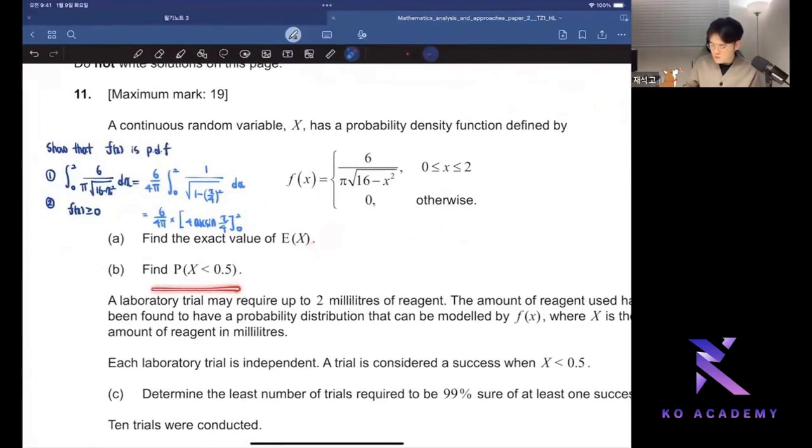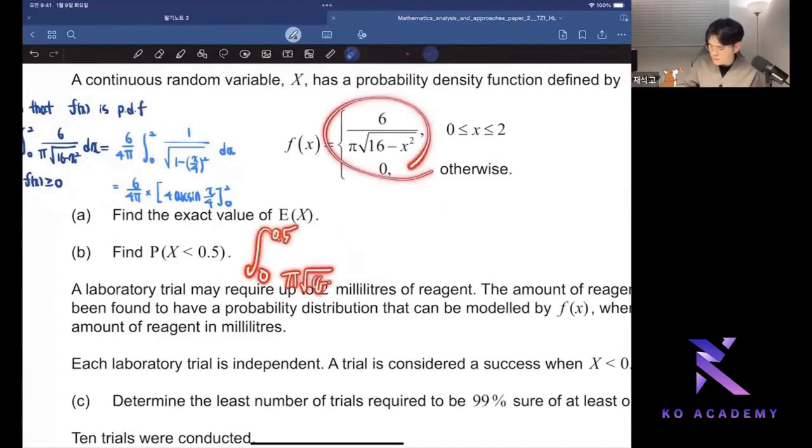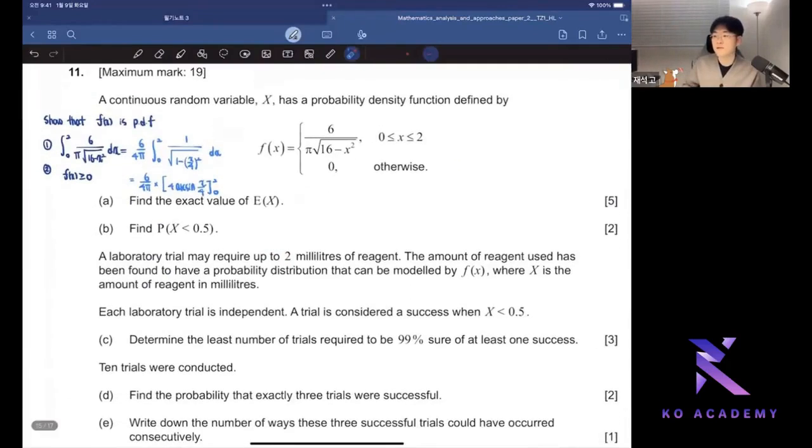Part b is a different problem, right? They're asking to find the probability of being less than 0.5. So what do we do? We just integrate, right? The probability value is found through integration. And since this problem starts from 0, when they ask for the probability of being less than 0.5, it's not from negative infinity to 0.5. The range of x is defined, right? So the probability of being less than 0.5 is actually the probability from 0 to 0.5. So we just need to integrate this from 0 to 0.5, and that's how we can calculate the probability.